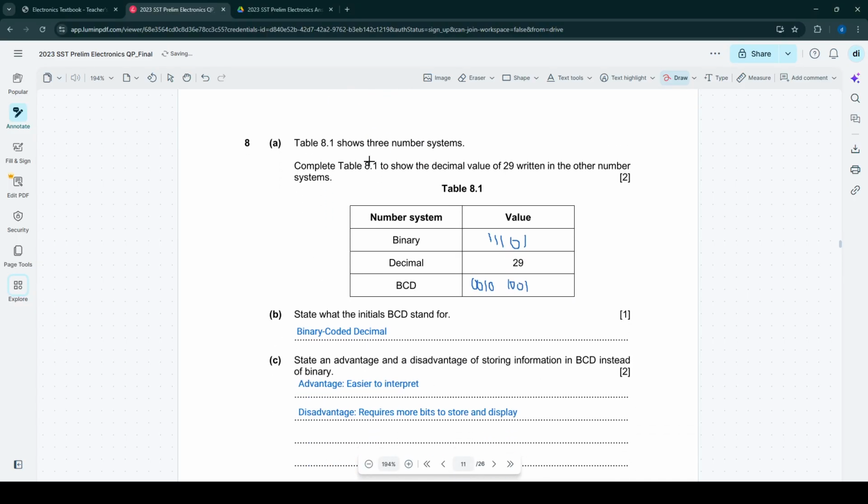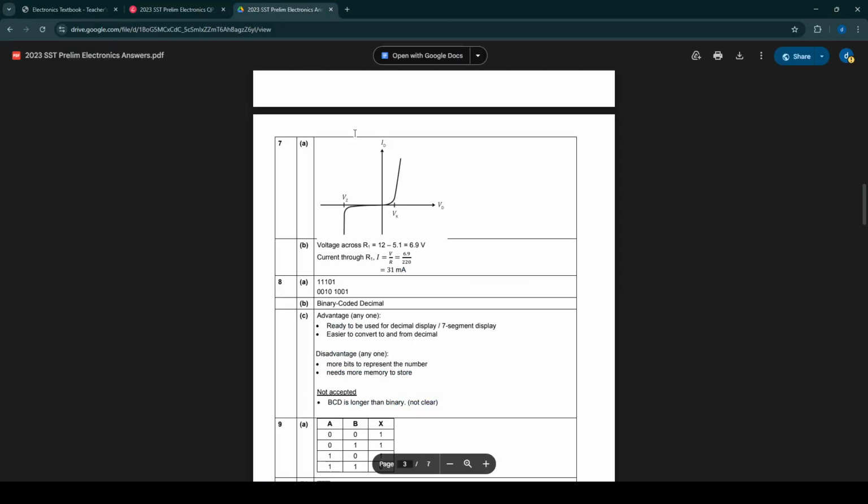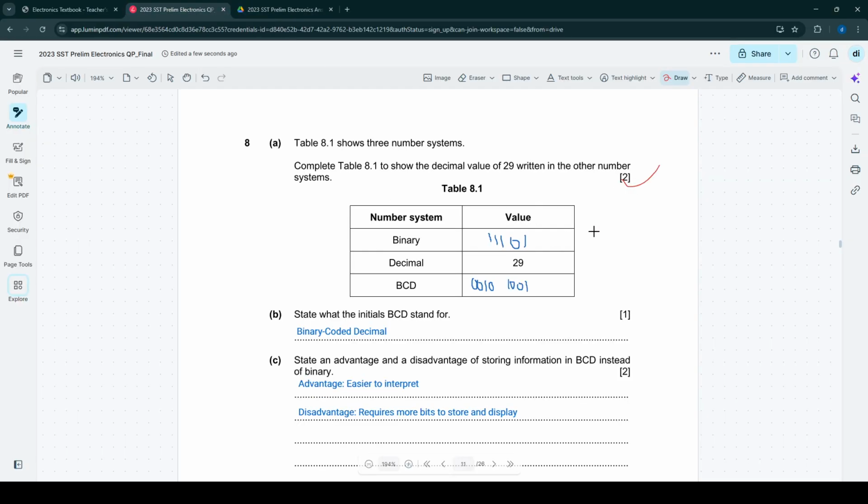So 3 marks. Okay, Table 8.1 shows 3 number systems to show the decimal value of 29 written in the other number systems. Let me just see if you're right, and you are. 2 marks. To get this right, you can just use the calculator method, which I showed, or I have videos on, so you can go ahead and watch that. I'm not going to go into too much depth because time is of the essence.